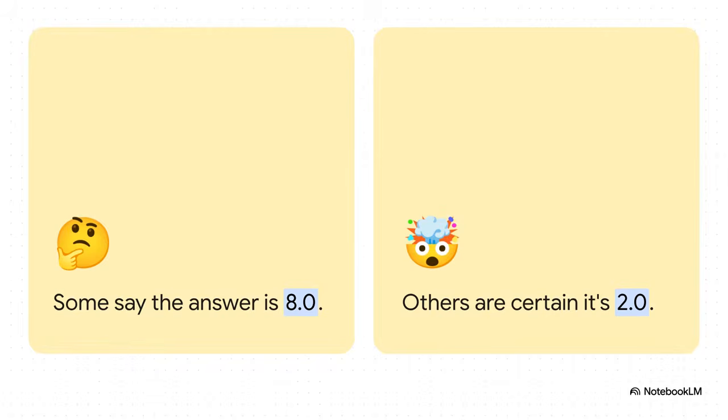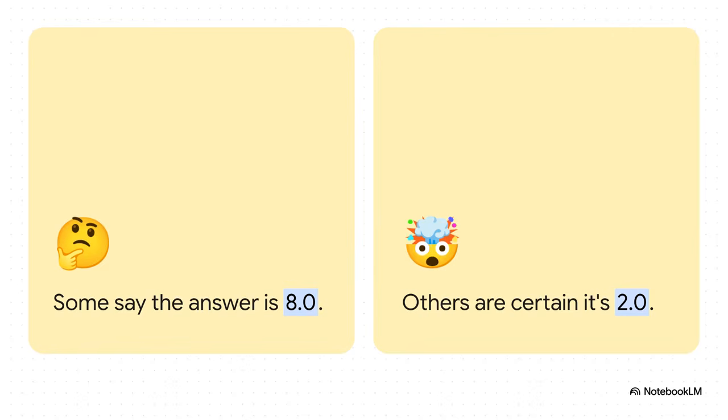Now, most people land on one of two answers. Some will look at this and say, oh, that's easy, it's 8.0. But others are just as sure that the answer is 2.0. They can't both be right. So which one does Python choose?